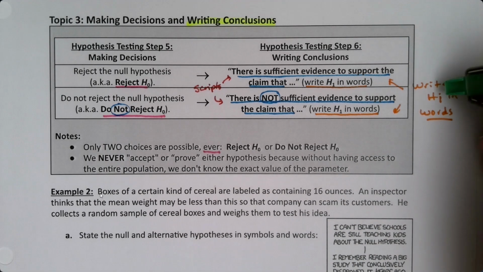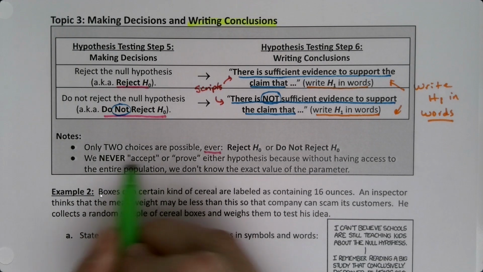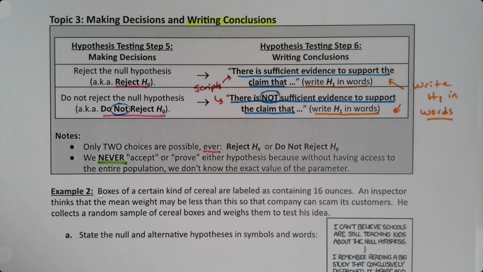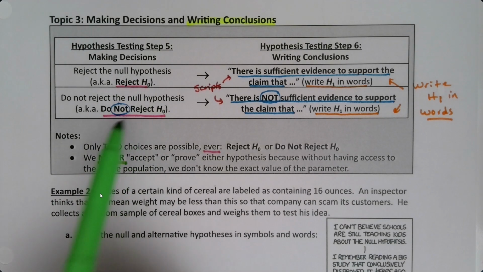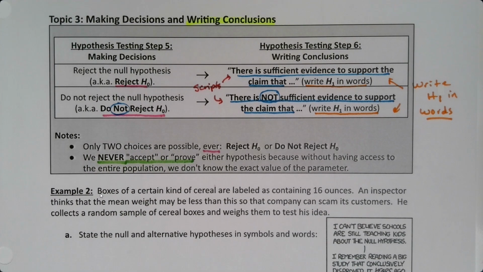It's always H1. It's never the null that's being written about. It's always the alternative. There's no need to write about the null because the null hypothesis was assumed to be true otherwise, unless we could prove otherwise. The other thing to note is that we never write the words accept or prove. Never. You either reject or do not reject, but that's it, right? You never accept anything because you're not 100% sure that it's right. We'll talk more about that in another video.